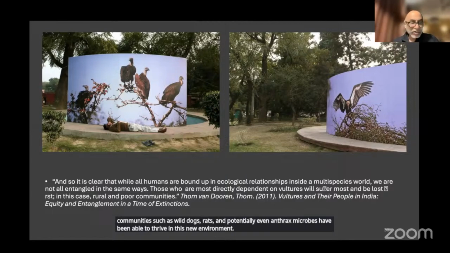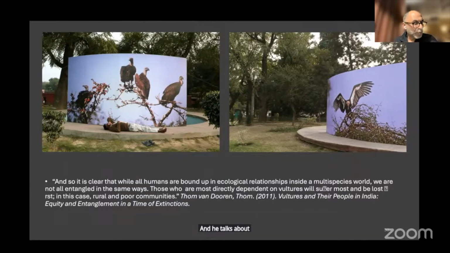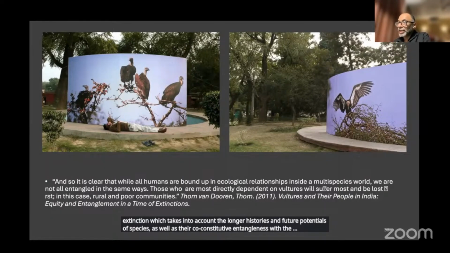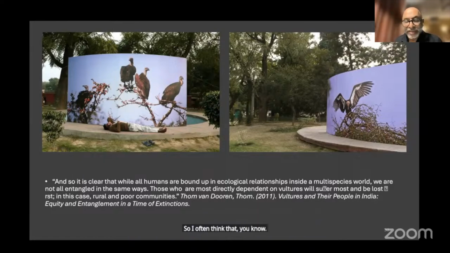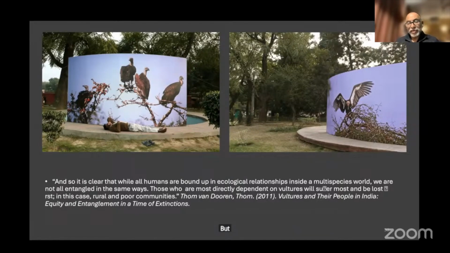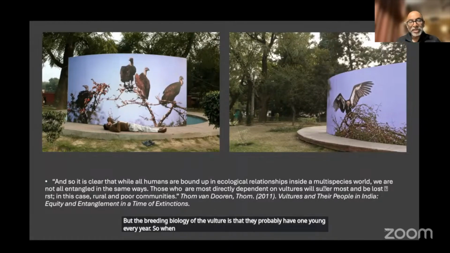The book talks about the need to develop a richer account of extinction, which takes into account the longer histories and future potentials of species, as well as their co-constitutive entanglements with the environment. There is now a vulture regeneration program, which is breeding a few hundred vultures every year. But the breeding biology of the vulture is that they probably have one young every year. So when you have such a mass extinction because of one chemical, it's almost impossible to bring it back.